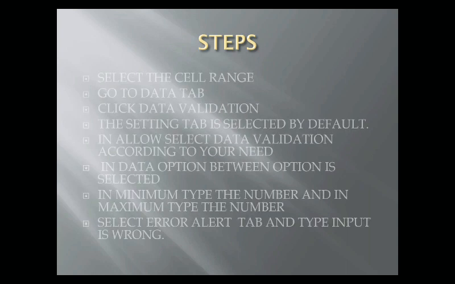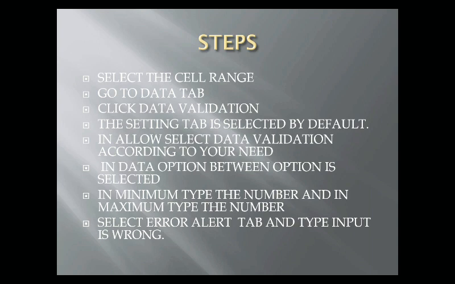Let us see the steps for data validation. Select the cell range. Go to Data tab. Click Data validation. The Setting tab is selected by default. In Allow, select data validation according to your need. In data option, between option is selected. In minimum, type the number, and in maximum, type the number. Select Error Alert tab and type the input is wrong.